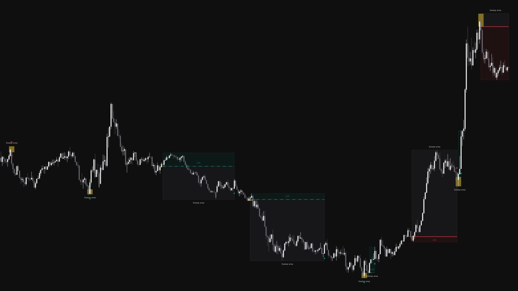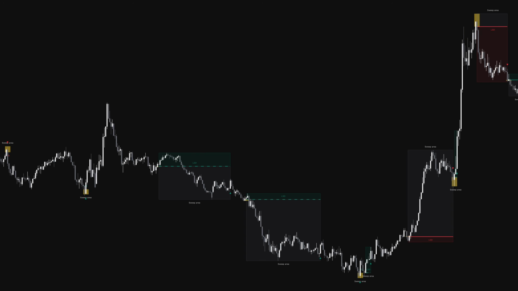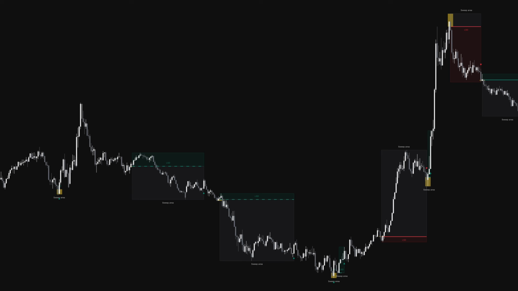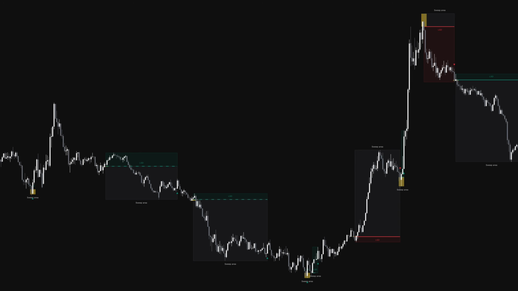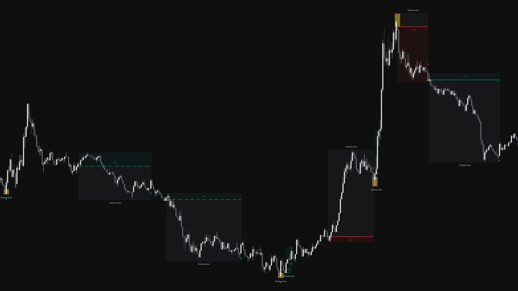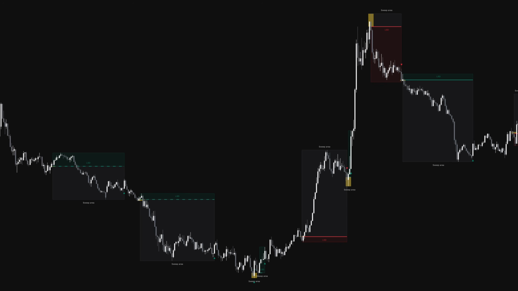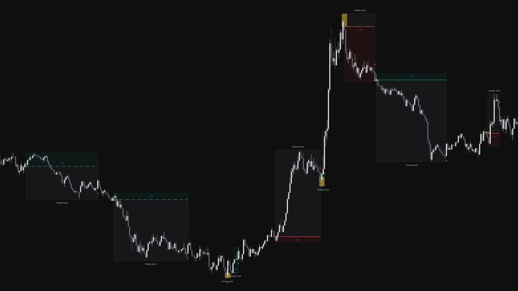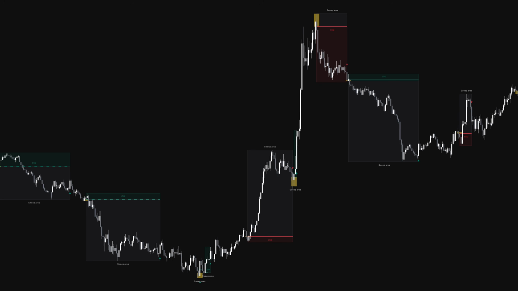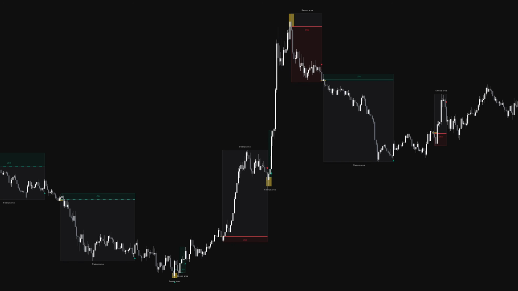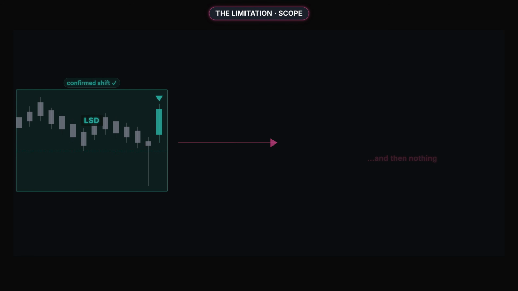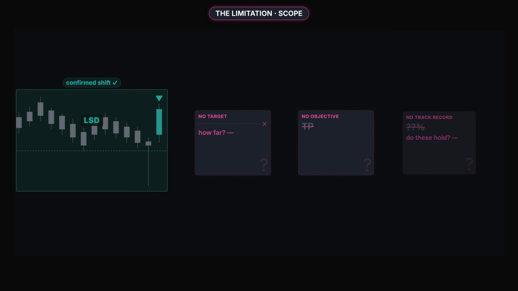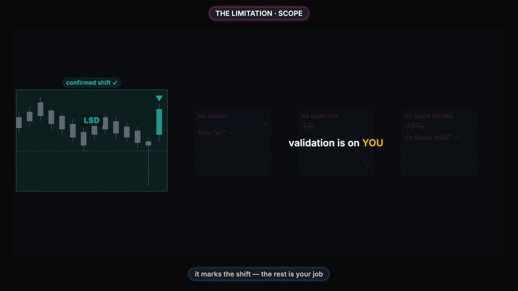This is a context tool by design and makes no pretense otherwise. There are no entries, stops, or targets anywhere in it, so it sits underneath your own execution as a structural read on when a sweep has actually flipped the market rather than just poked a level. The honest limitation is what comes with that minimalism. You get the shift and nothing after it, no sense of how far the move might run, no objective, and no record of how often these confirmations hold, so the validation work falls entirely on you.